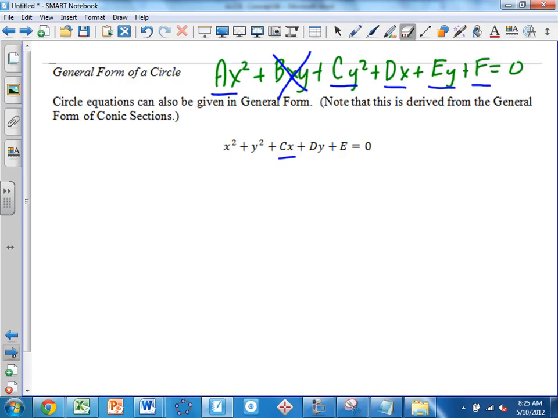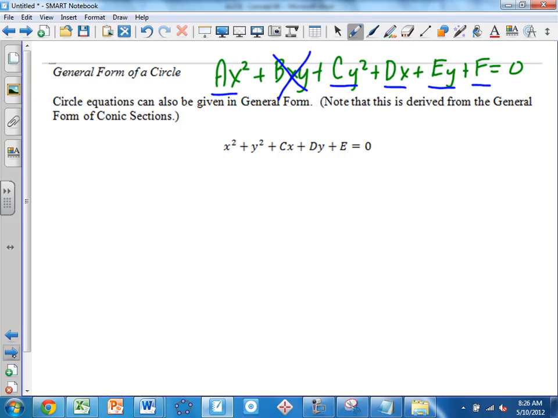So, the reason you don't see a coefficient in front of X squared and Y squared is because A and B are equivalent, and what we're going to see is that A and B need to be actually 1 for a circle. Okay? We're going to have A and B equaling 1 every time for a circle. So that's going to be our general form.